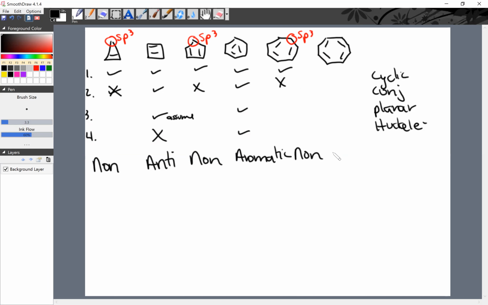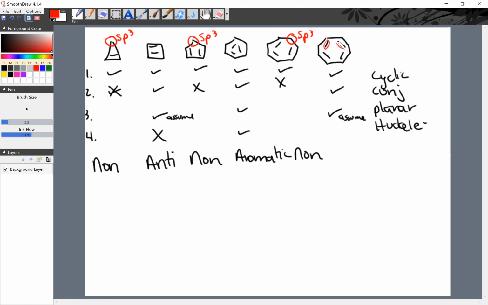Okay, now this one's interesting. Yes, it's cyclic. Yes, it is conjugated. Okay, now here's a big question. We're going to talk about that planar in a minute. So let's just assume this thing turns out to be flat. Does it have the correct number of electrons?